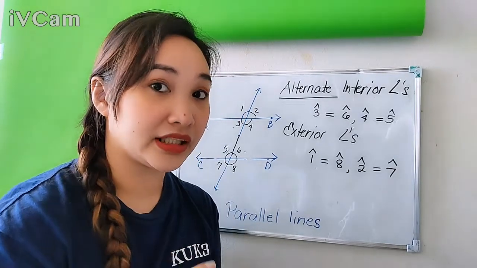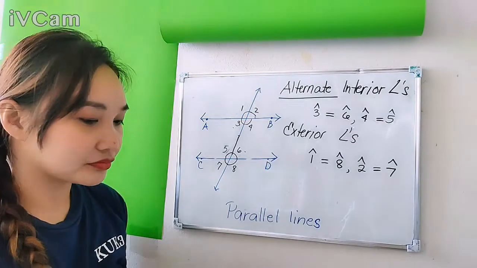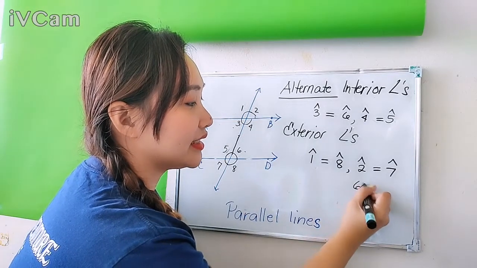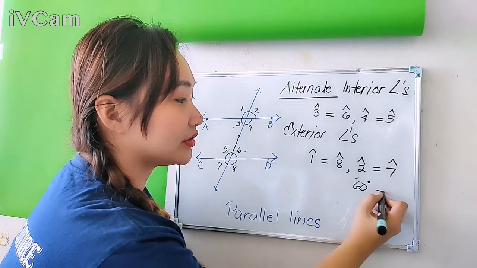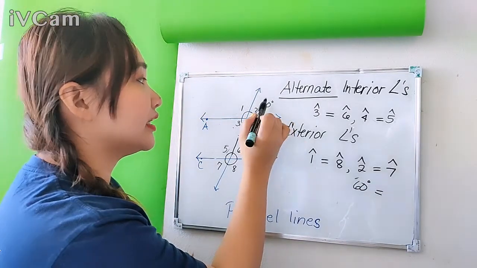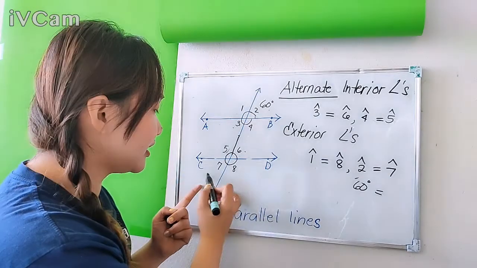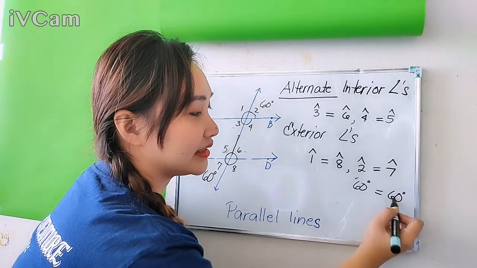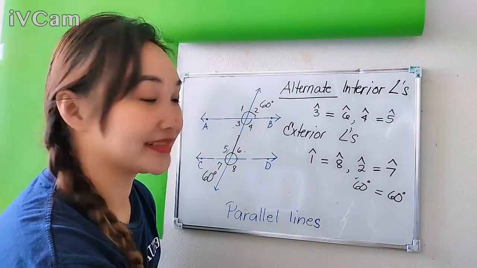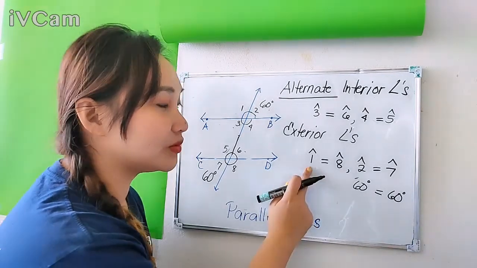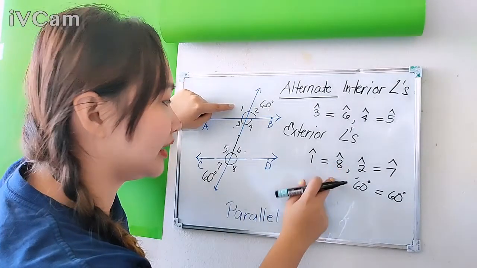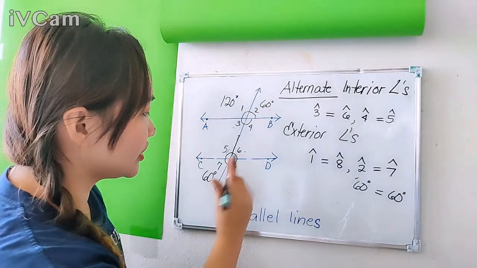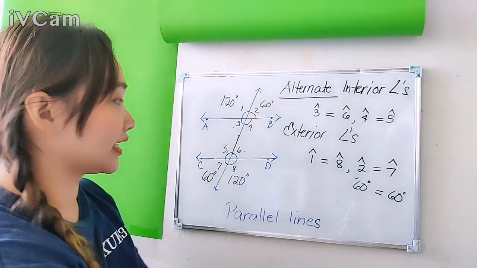if angle 2 is 60 degrees, therefore angle 7 is 60 degrees as well. Okay, all right. It is the same with angle 1 and angle 8. For example, if angle 1 is 120 degrees, angle 8 is 120 degrees as well. Okay, all right. So next.